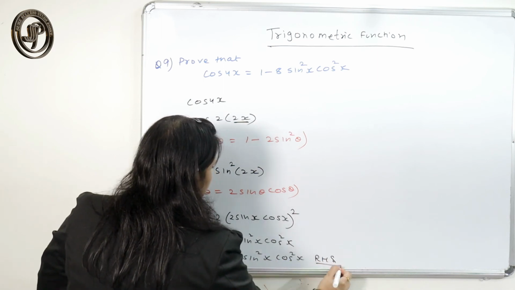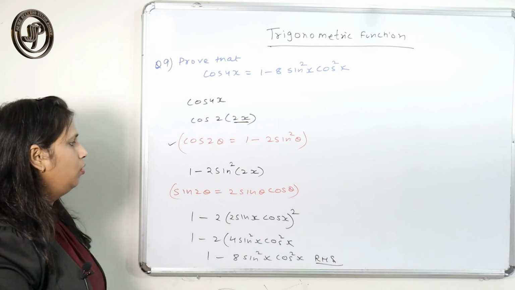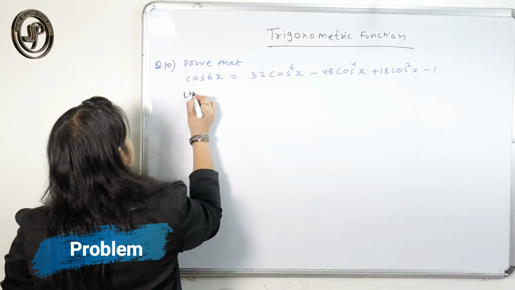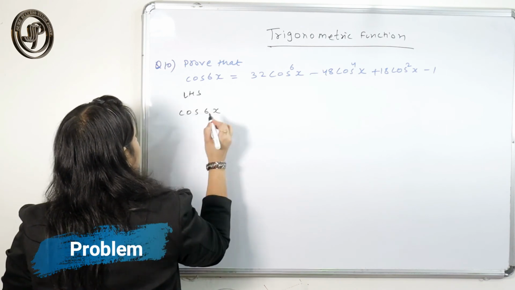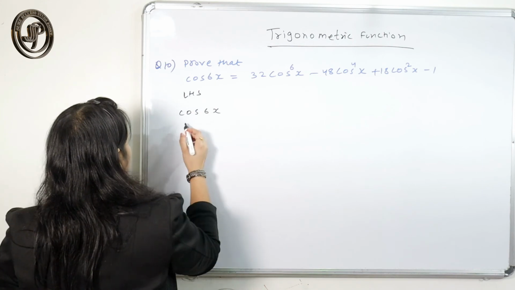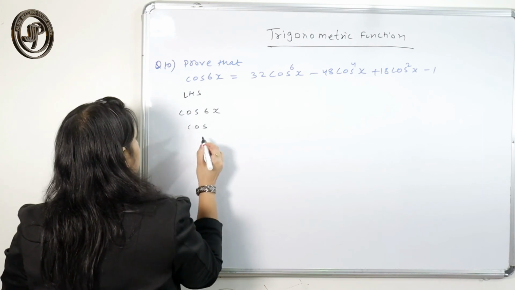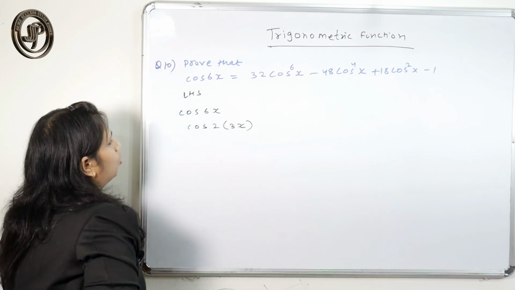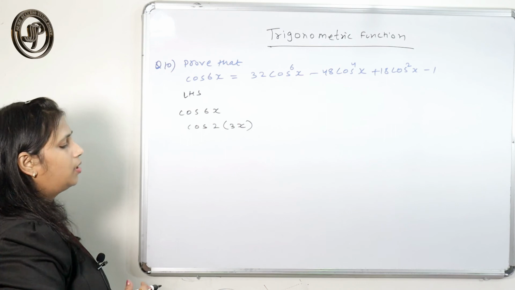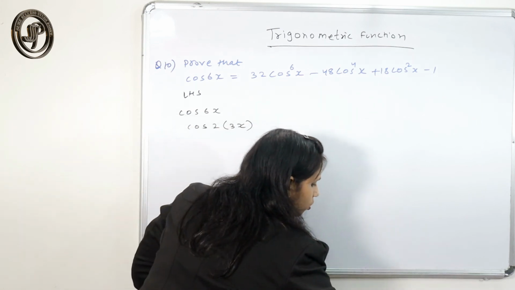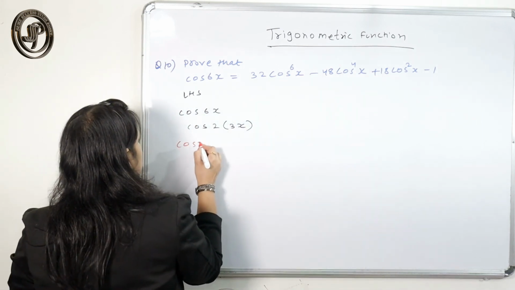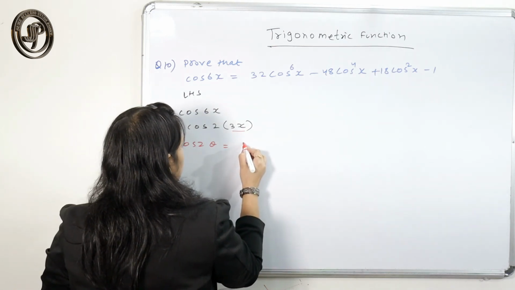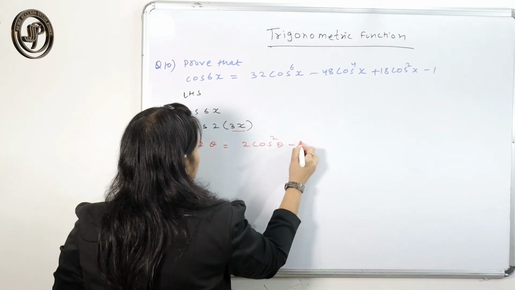This is the thing which you need to prove. So here my LHS is cos 6x. Again I am using the formula. I can write this as cos 2 into 3x, right? Cos 2 into 3x. Then I can use the formula of cos 2 theta. My theta is this in this stage. This is 2 cos square theta minus 1.